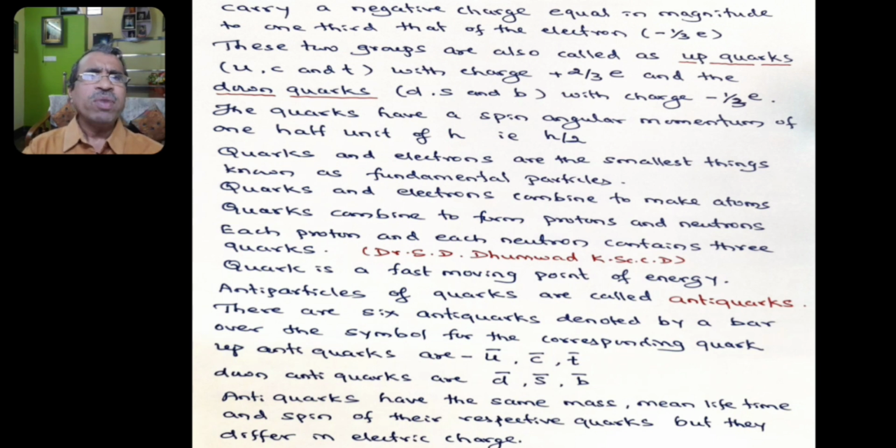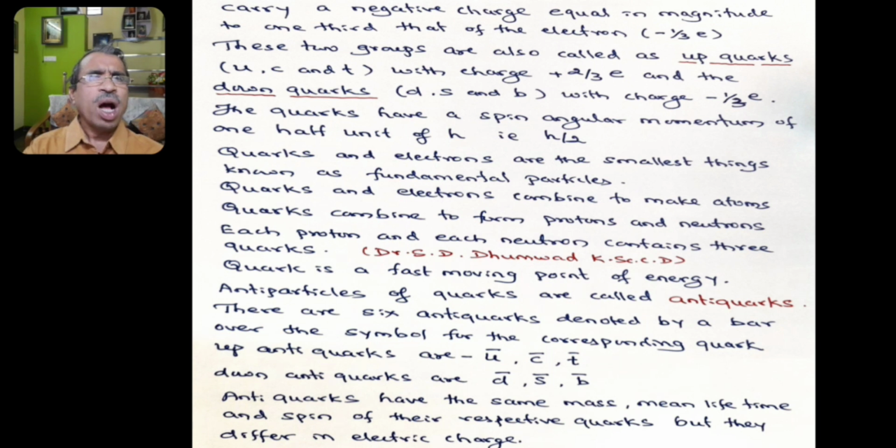The quarks have a spin angular momentum of 1/2 unit of h, that is h upon 2, where h is Planck's constant. Quarks and electrons are the smallest things known as fundamental particles. Quarks and electrons combine to make atoms. Quarks combine to form protons and neutrons. Each proton and each neutron contains 3 quarks. A quark is a fast-moving point of energy.